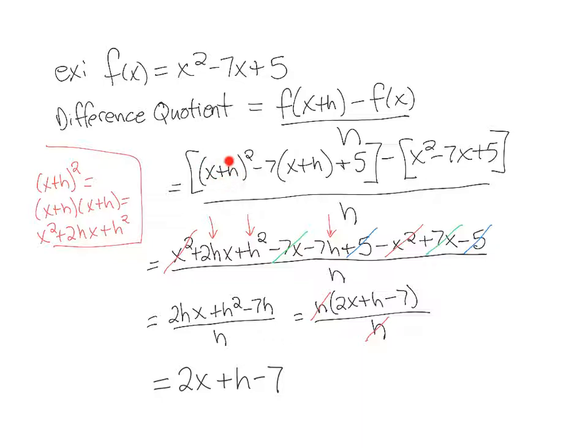And this blob squared is not just x squared plus h squared. It's blob squared is blob times blob. You have to FOIL this thing out. Don't be lazy. So you've got the first times the first. The outers and the inners both give you h times x, so you end up with two of them, and then plus h squared.